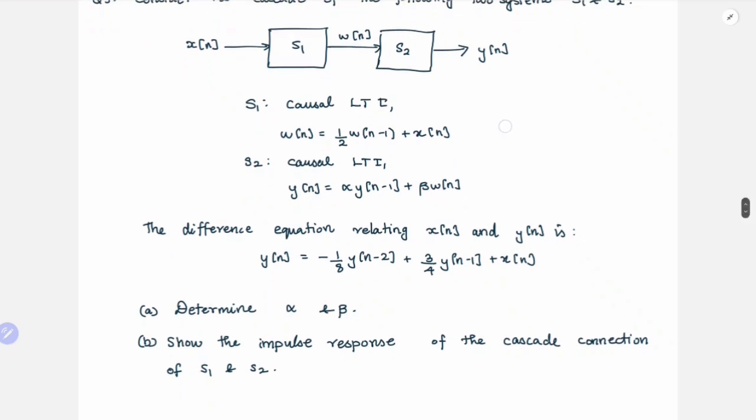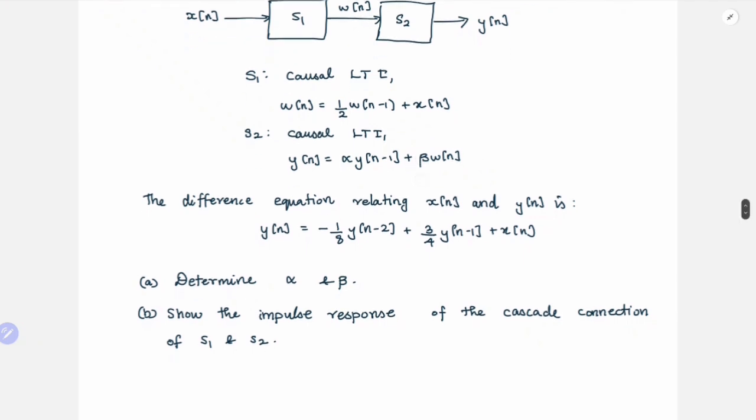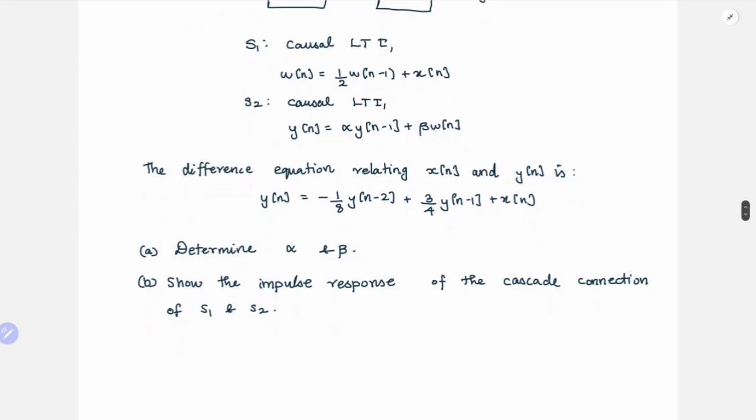The difference equation relating x of n and y of n is y of n is equal to minus 1 by 8 y of n minus 2 plus 3 by 4 y of n minus 1 plus x of n. So it is the total system, the cascade of these two systems. So they're asking us to determine alpha and beta and show the impulse response of the cascade connection of S1 and S2. So using this, we should find alpha and beta here, and we just need to solve these difference equations. Okay, first let us solve A.